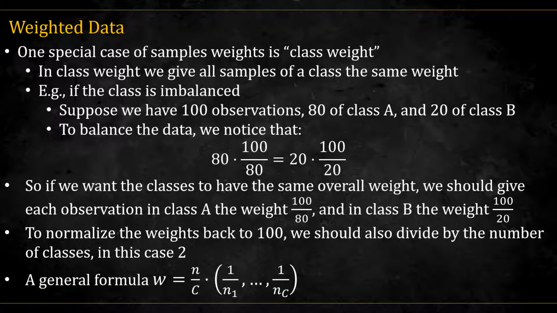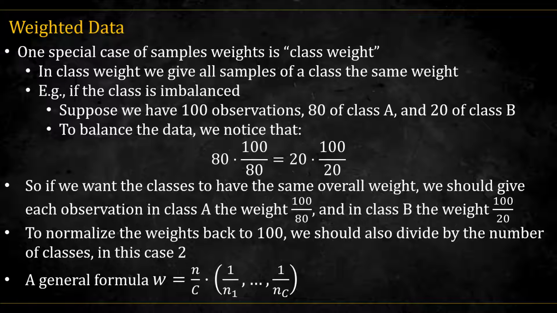One special case of sample weights is class weight. In this case, we give all samples of a class the same weight. An example of using this is when we have data imbalance. Suppose we have 100 observations, but 80 of them are one class and only 20 are of the other. To balance the data set, notice that this equation holds. So if we want the classes to have the same overall weight, we should give each observation in class A the weight 100 over 80, and to each in class B 100 over 20. That is, more weight to the smaller group.